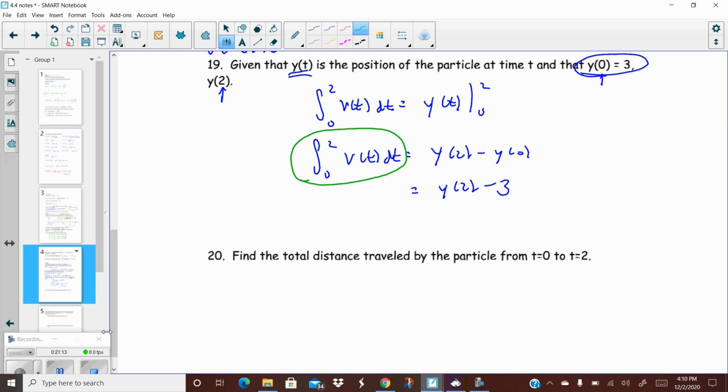So this is going to be 0.826. So now if I want to find y of 2, I'm just going to add 3 to the other side. So y of 2 is going to be approximately equal to 3.826. And that's the position of the particle at time 2.